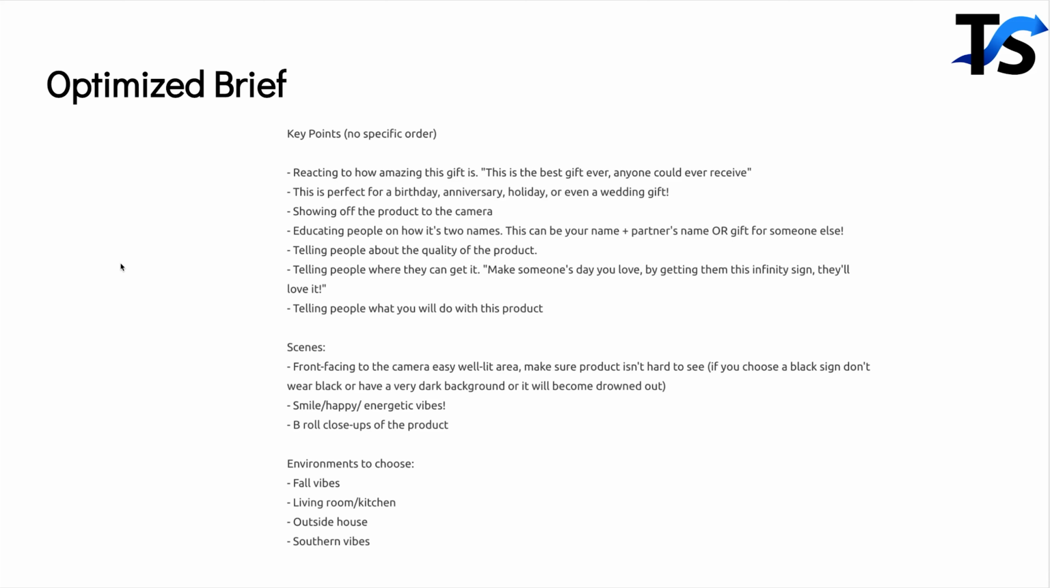Where they can get it. So telling people where they can get it. It's another easy one right there. Just where they can get the product. Telling people what you'll do with this product.